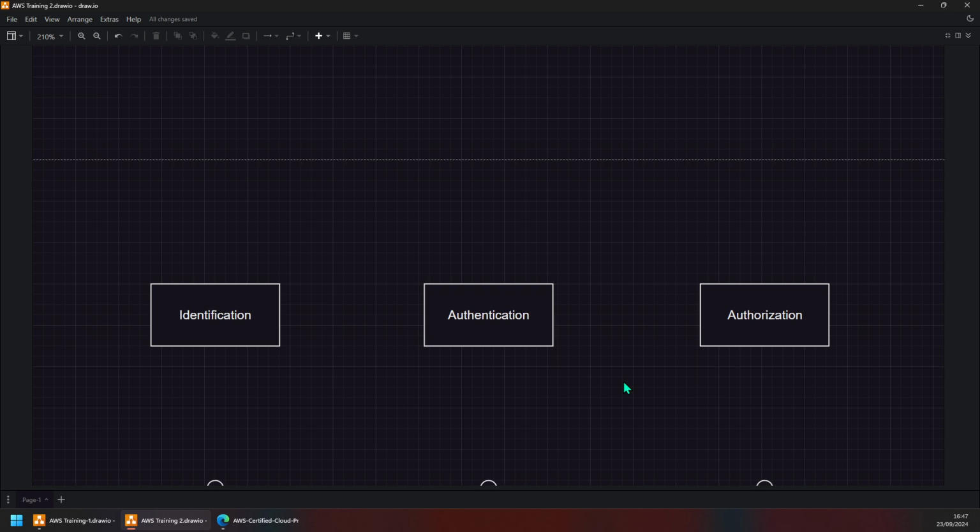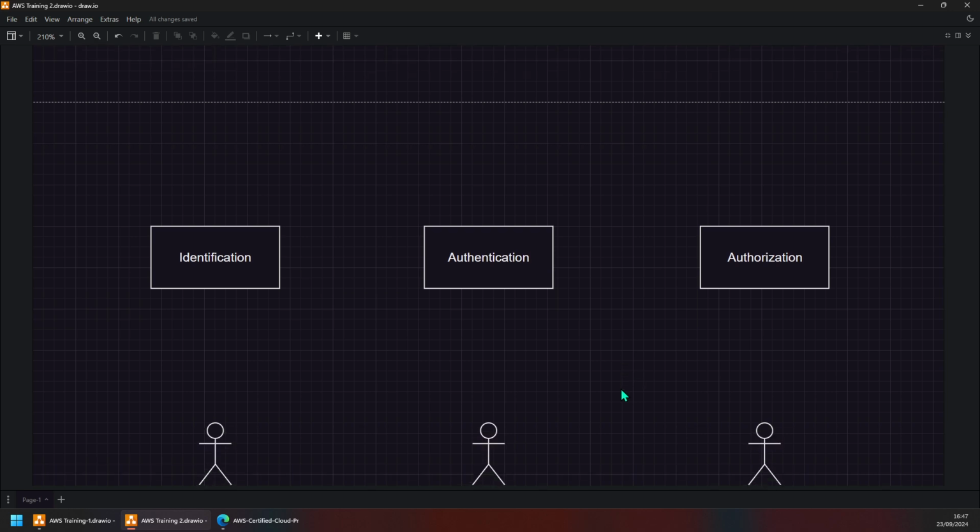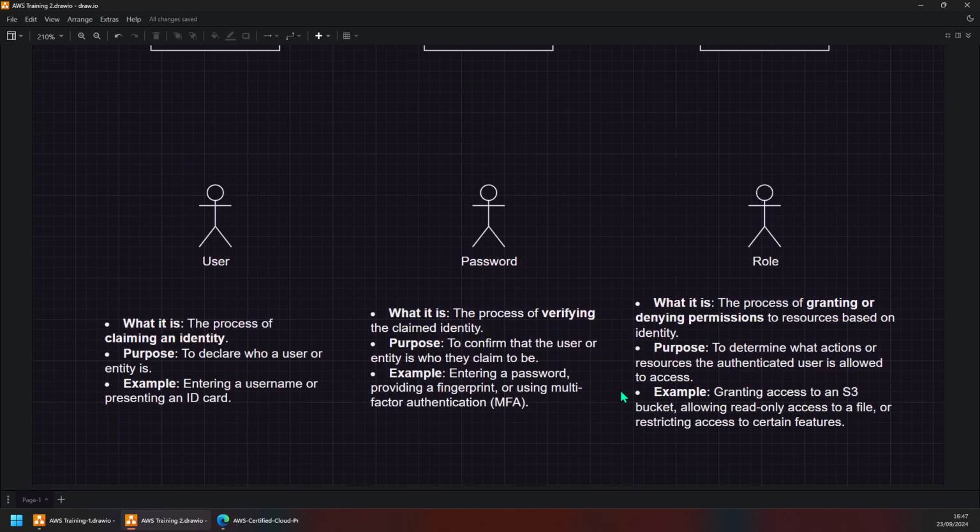So what this means is that you're going to identify, you're going to authenticate, and you're going to authorize, in terms of a corporate company situation. Now, compare that with what you can actually do in terms of IAM, identity and access management. Now, you need to have a user, which is basically the process of claiming an identity, and the purpose is to declare who you or the entity are.